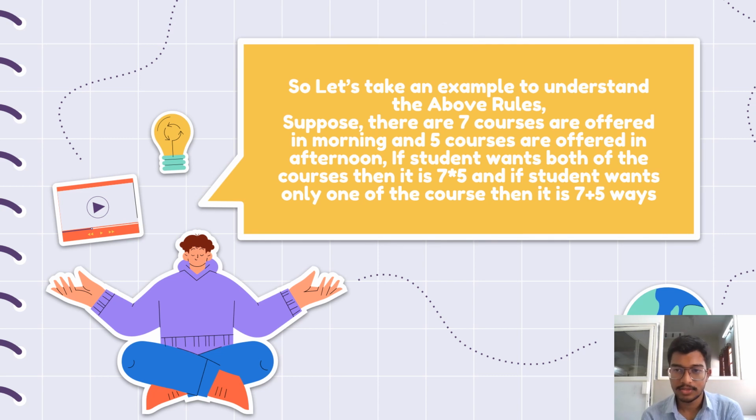There are 7 courses offered in the morning and 5 courses offered in the afternoon. If a student wants both of them, there are 7 times 5, that is 35 ways. And if the student wants only one of the courses, then there are 7 plus 5, that is 12 ways.